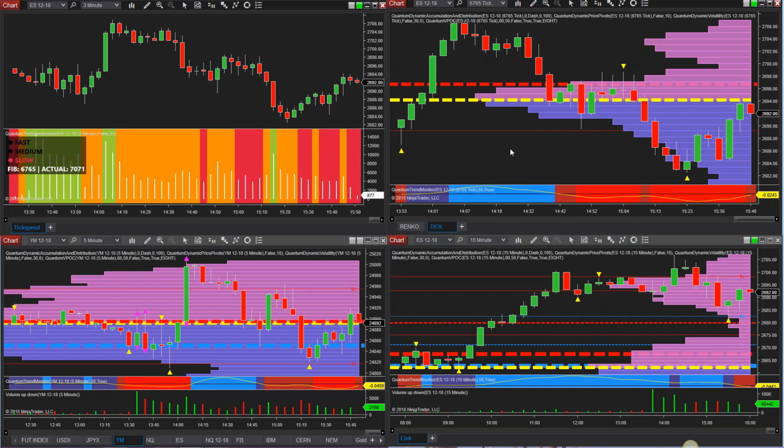Tick charts are another non-time-based chart to use in conjunction with time-based charts. The reason non-time-based charts are so popular is because they reveal momentum. They're not governed by time. They reveal the raw momentum of the market, because each of these candles on a tick chart is formed every time 6,765 ticks have gone through. That could be a nanosecond, a microsecond, a millisecond, a second. It's independent of time because that's not the metric that governs the formation of the candle.